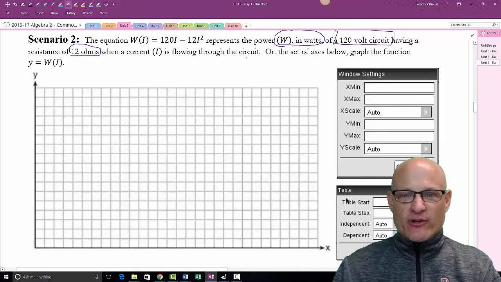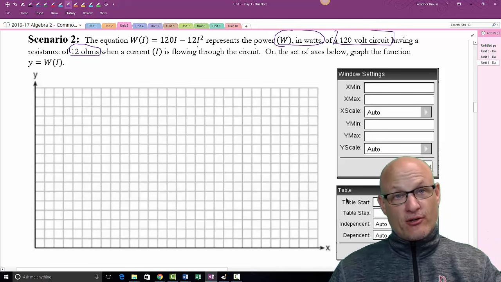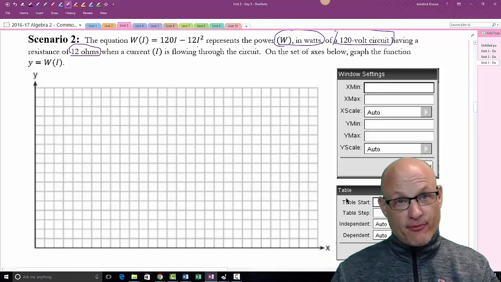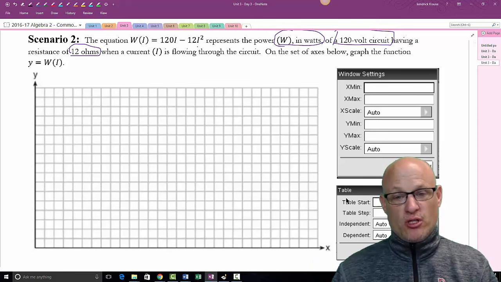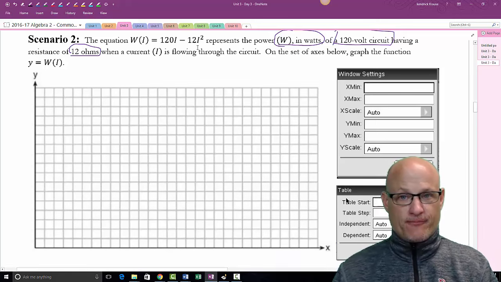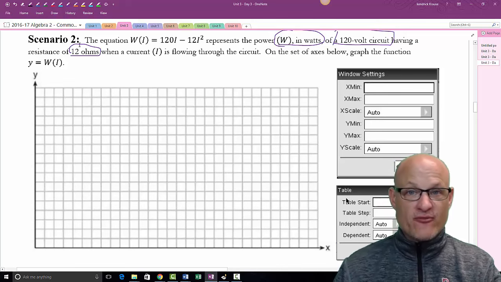When the current I is flowing through the circuit, on a set of axes, graph this thing. Okay, so I have no idea. This is one of those problems like, I knew how far a football was going to go, or approximately how far somebody could throw a baseball. I have no clue what is going on here. None. Now, some of you are smart enough to factor out the 12.